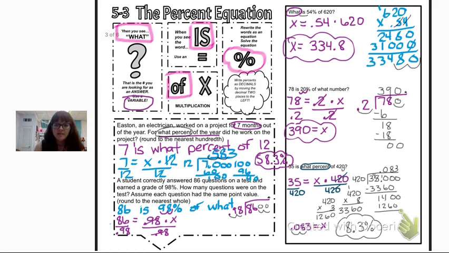So 98 won't go into 8. It also won't go into 86. So we're looking at how many times will 98 go into 860? Let's try 9. 9 times 8 is 72. 9 times 9 is 81. Plus 7 is 88. So not quite. So let's try 98 times 8. 8 times 8 is 64. 8 times 9 is 72. Plus 6 is 78. So it will go in 8 times. And that got us 784.